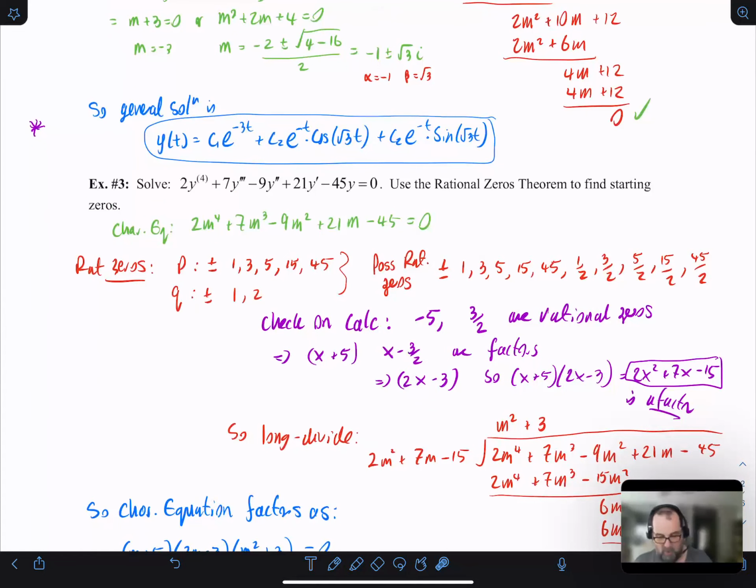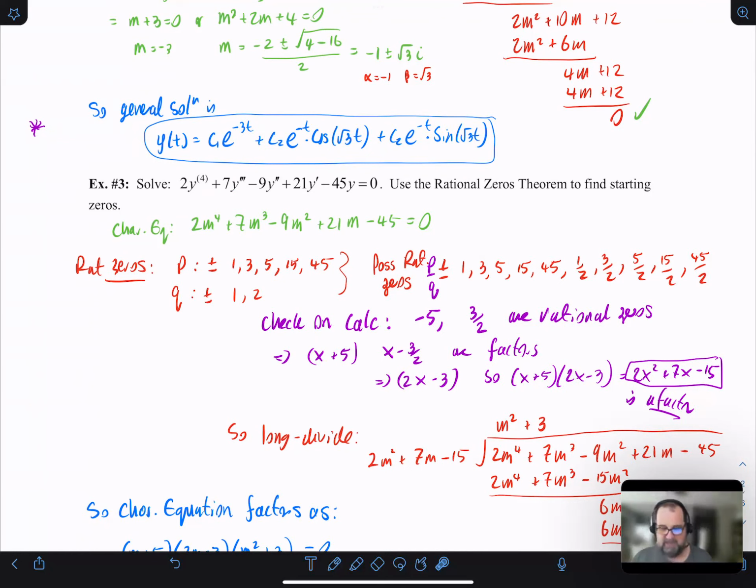And then you form all the possible rational zeros, the possible p over q's. 1 over 1 is 1, 3 over 1 is 3, 5 over 1, 15 over 1, 45 over 1. That gives us those. And then we also have 1 over 2 is a half, 3 over 2 is 3 halves, 5 over 2, 15 over 2, 45 over 2, and they are all plus or minus. So there are 1, 2, 3, 4, 5, 6, 7, 8, 9, 10, plus or minus. There are 20 candidates for a starting root here.